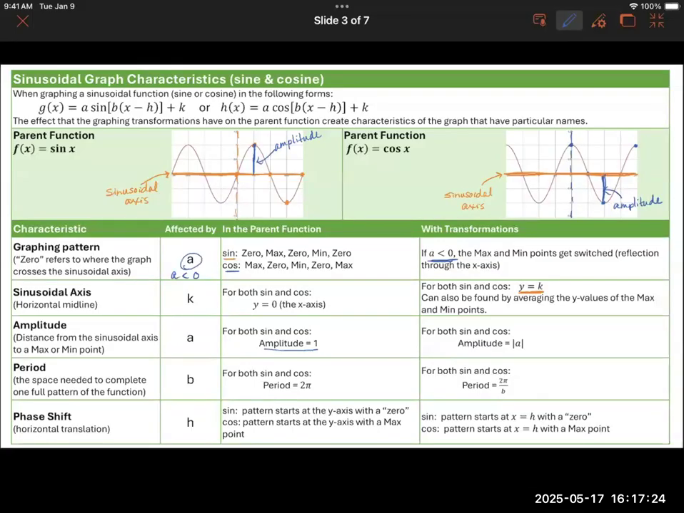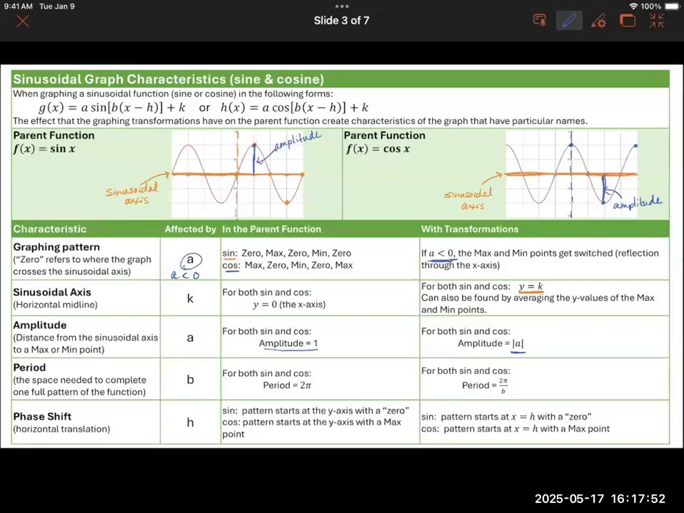And so the amplitude ends up being whatever the absolute value of my A value is. I don't care about the negative. Again, the negative affects reflection. It does not affect the stretch or shrink. And so we're just going to take the absolute value of our A, and that becomes the amplitude. That will become that distance from sinusoidal axis to a max or to a min.